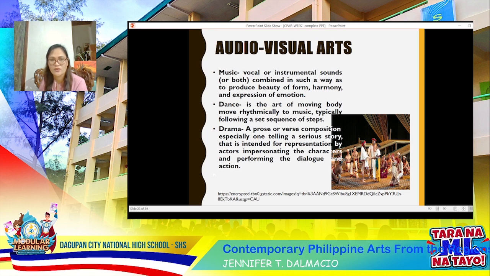We proceed to the audiovisual arts, which include music, dance, and drama. Music is the use of vocal or instrumental sounds combined in such a way as to produce beauty of form, harmony, and expression of emotion. Dance is the art of moving the body rhythmically to music, typically following a set sequence of steps. Lastly, we have drama, which is a prose or verse composition, especially one telling a serious story that is intended for representation by actors, impersonating the characters, and performing the dialogue and action.